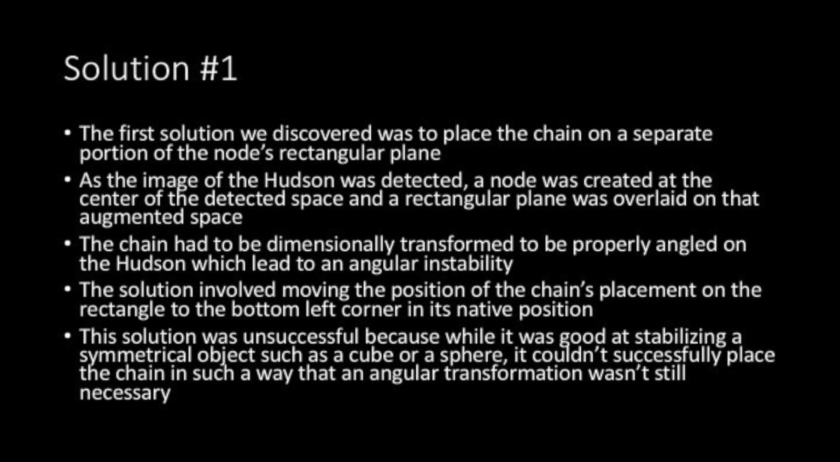The solution involved moving the position of the chain's placement on the rectangle to the bottom left-hand corner, closer to its native position. This solution was unsuccessful because, while it was good at stabilizing a symmetrical object such as a cube or a sphere, it couldn't successfully place the chain in such a way that an angular transformation was not still necessary.